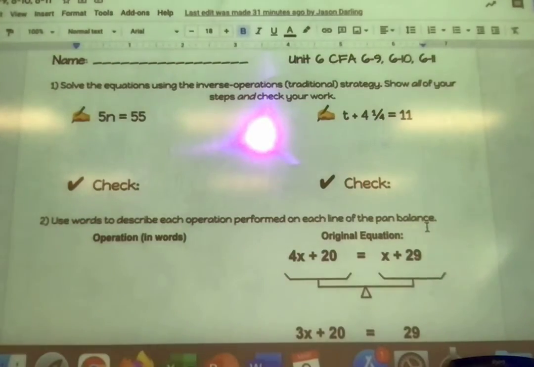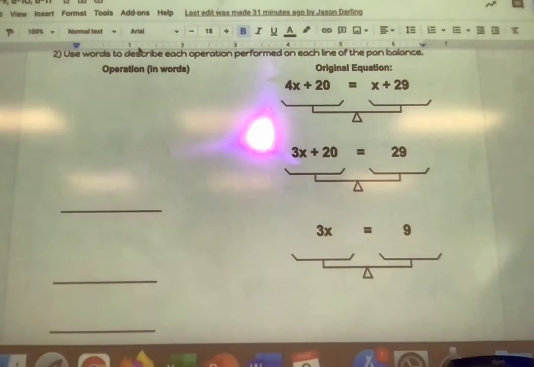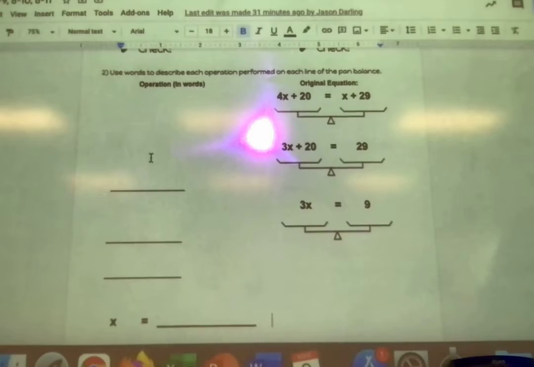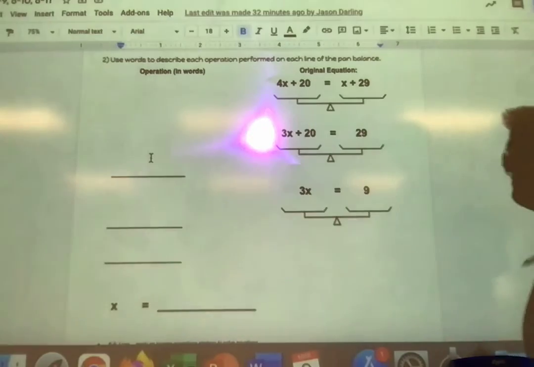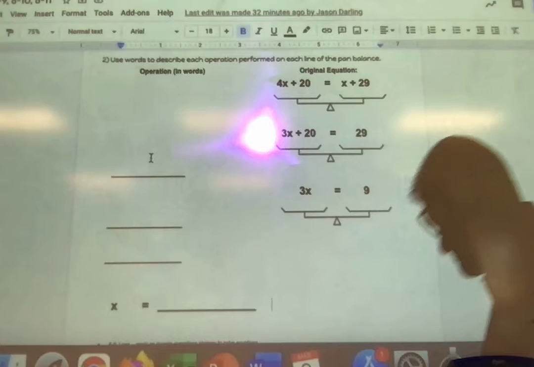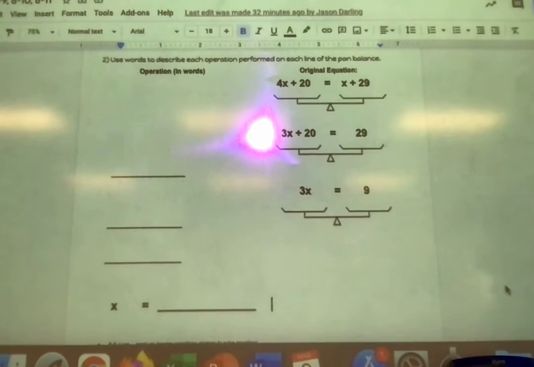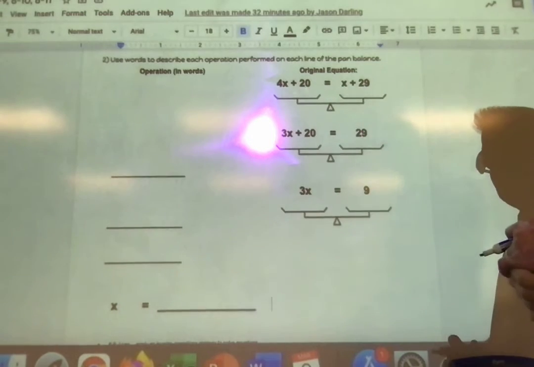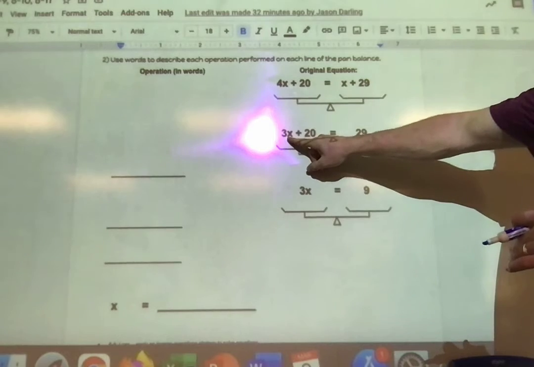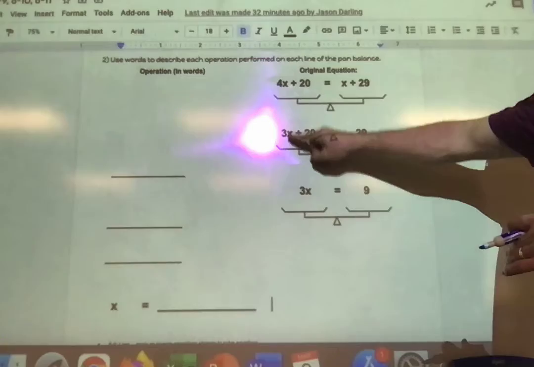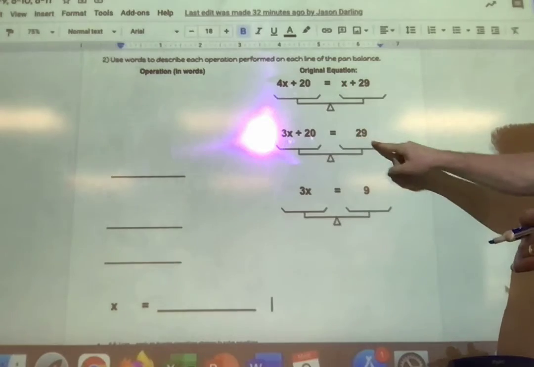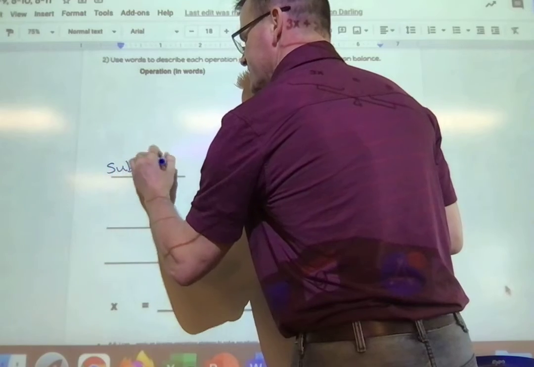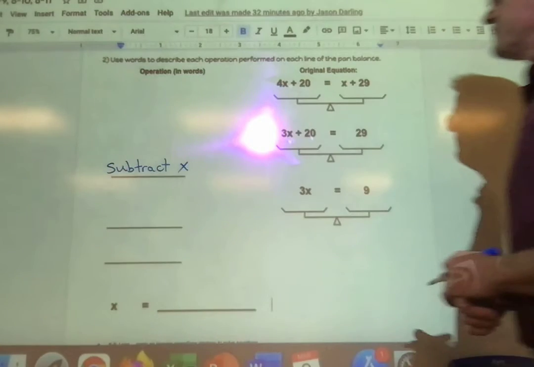Okay, moving down here now. On number 2, I think I'll shrink this a little bit so we can see it here. Okay, so on number 2, our job is to tell the operation, explain the operation that's going on in each step. Okay, so if I look at the original equation, I've got 4x plus 20 equals x plus 29. And it looks like when I jump down, there's only 3 x's now. There's still plus 20, so it looks like they subtracted an x. And they also subtracted an x here because it's gone. So I'm seeing what they did in their first step is they subtracted an x from each side.